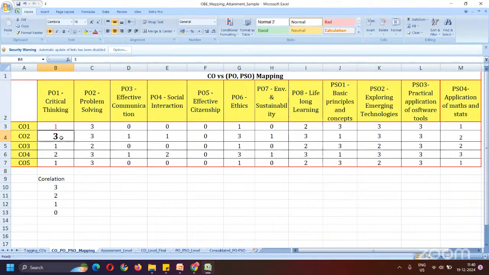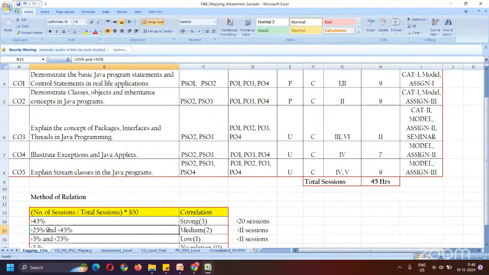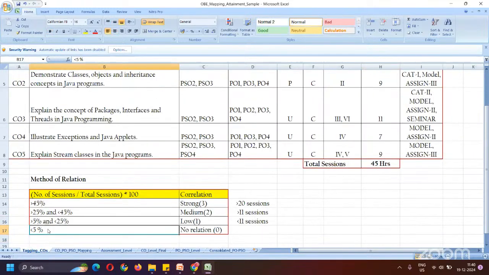It may be up to you. You can define your own method of relation. If you want to define the strong relation only when at least 50% of your classroom sessions are contributing, you can set it as 50%. So it is up to the institution; there is no fixed formula for that. The method of relation is purely defined by the institution or the departments. If you are tagging with COs, then it is up to the teacher to define the method of relation.